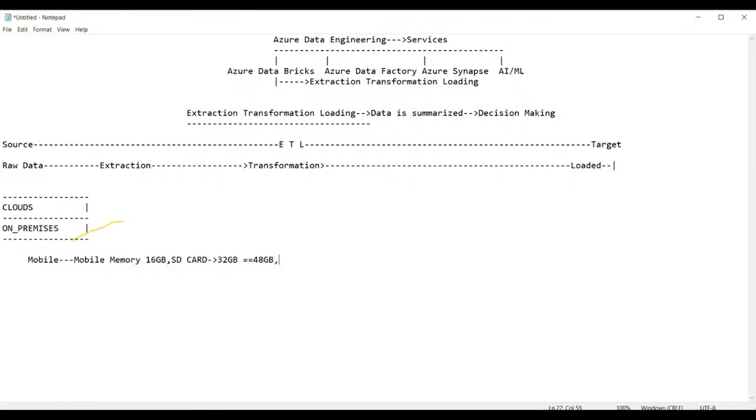Now, the question is, suppose I have some more videos and photos, etc., amounting to around 100 GB. Let us assume amounting to around 500 GB. Now tell me, how do you store this 500 GB? You have already utilized the 32 GB and the 16 GB of memory, and now you need to store 500 GB more. So tell me, guys, what way do you adopt?